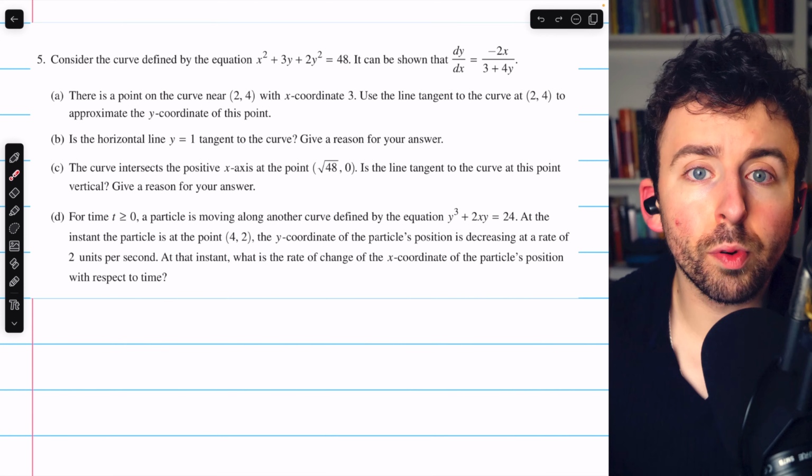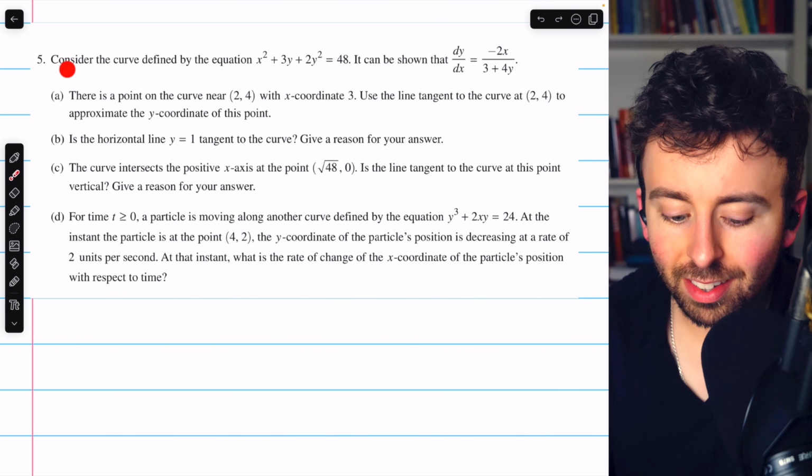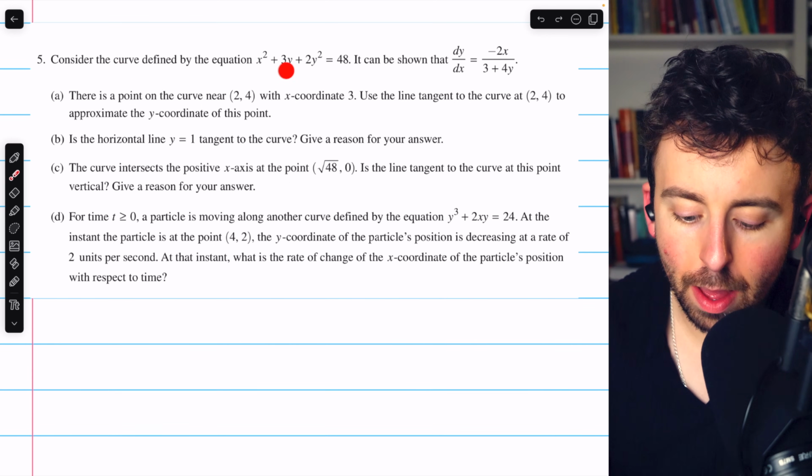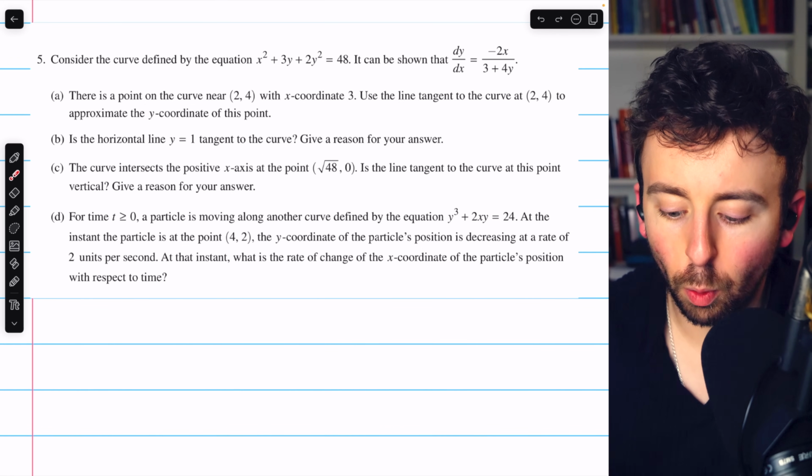Moving on now to problem 5. Consider the curve defined by the equation x squared plus 3y plus 2y squared equals 48.